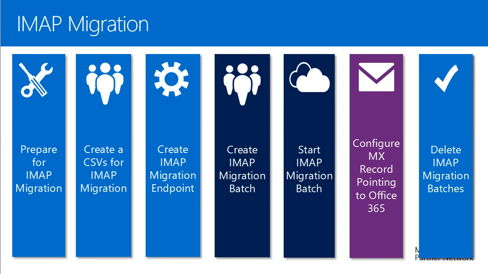And since you are able to run multiple batches, you can schedule the migration to migrate some groups of users. And again, here in the one before the last step, which is in purple color, you need to change the MX records to point to Office 365, and this does the actual switch to the cloud infrastructure. So let's have a look at the details of what the differences are.